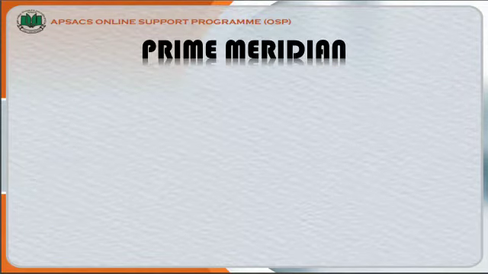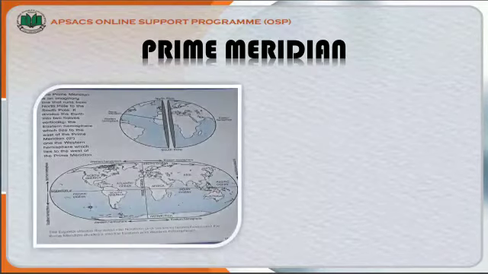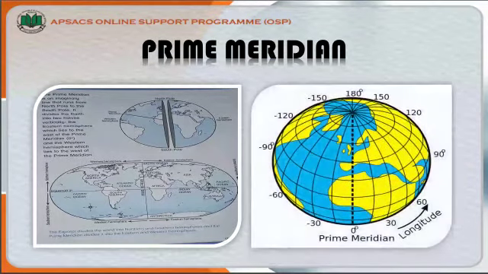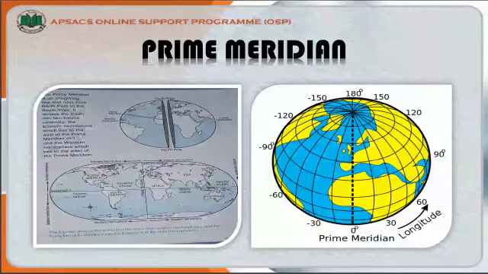Prime meridian. The prime meridian is an imaginary line that runs from north pole to the south pole. It divides the earth into two halves vertically, and the eastern hemisphere, which lies to the east of the prime meridian, 0 degree, and the western hemisphere, which lies to the west of prime meridian. Look at page number 23. For this you can understand easily. Look at the diagram of prime meridian. The dot line shows prime meridian line.